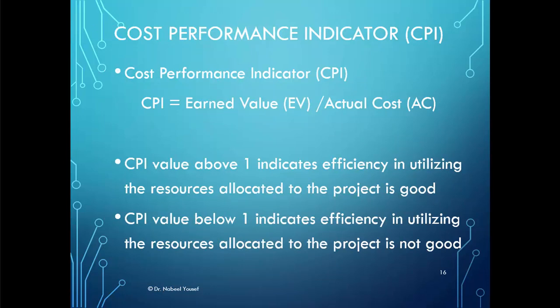The cost performance indicator, which is the index showing the efficiency of utilizing the resources allocated to the project, can be calculated by dividing the earned value by the actual cost. If the CPI value is above 1, that indicates the efficiency in utilizing the resources allocated to the project is good. If it is below 1, then that indicates that the efficiency in utilizing the resources allocated to the project is not good.